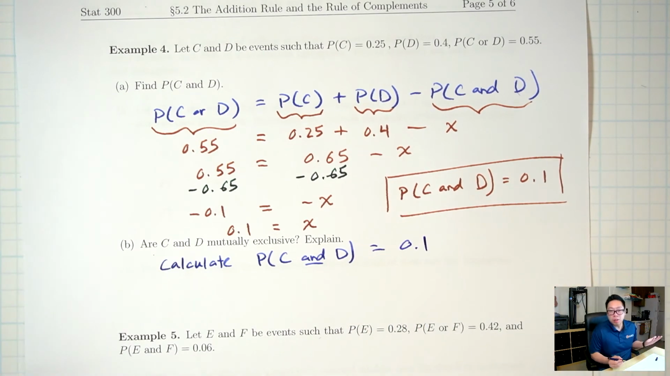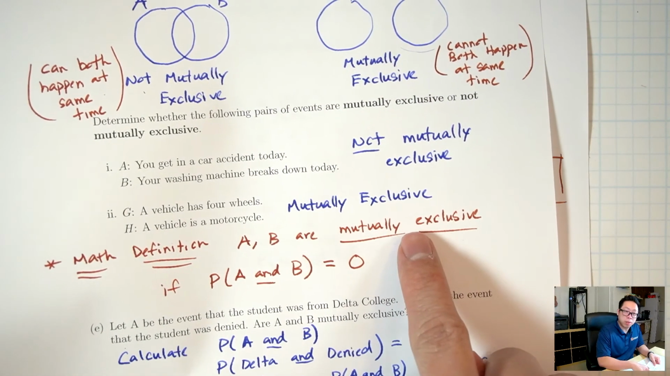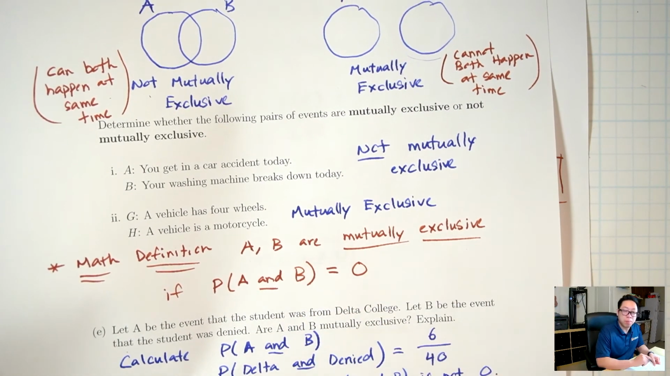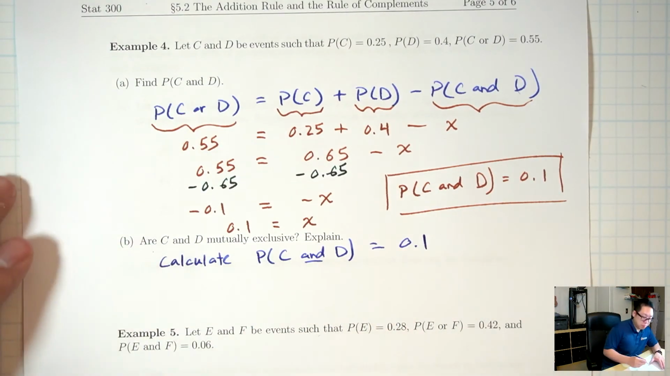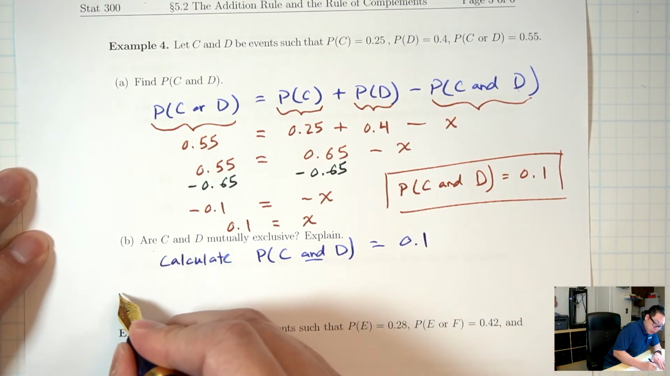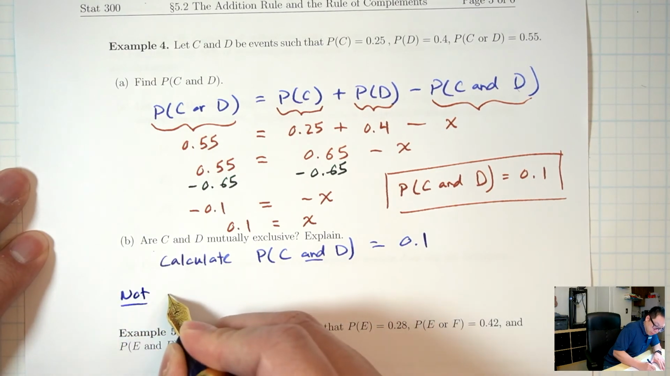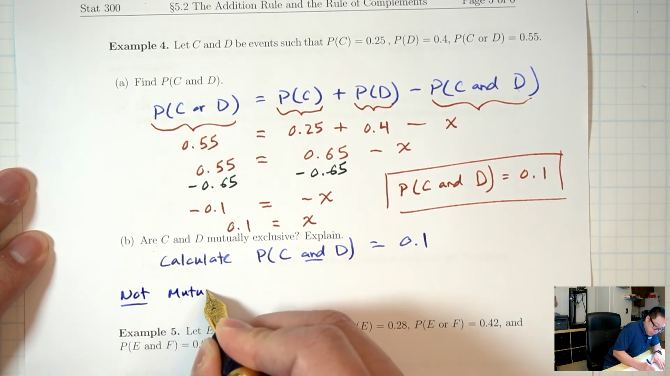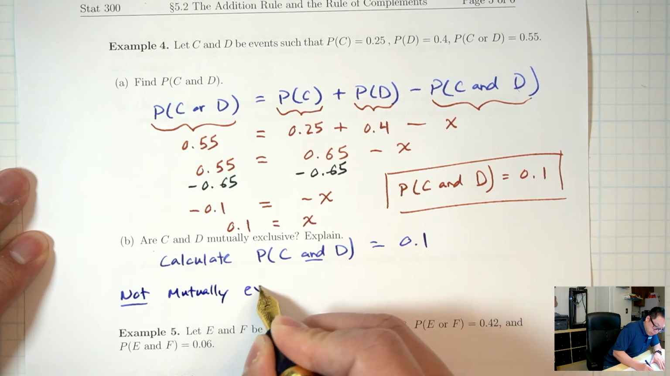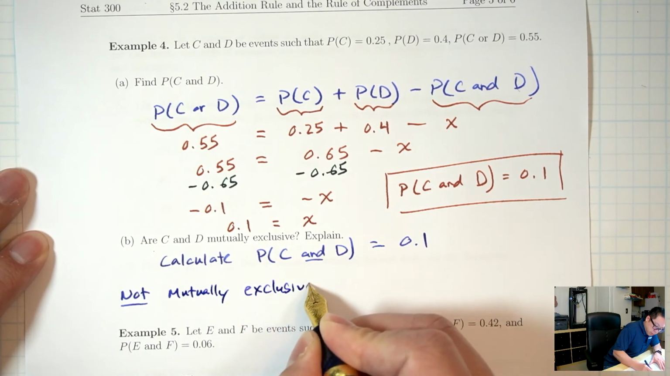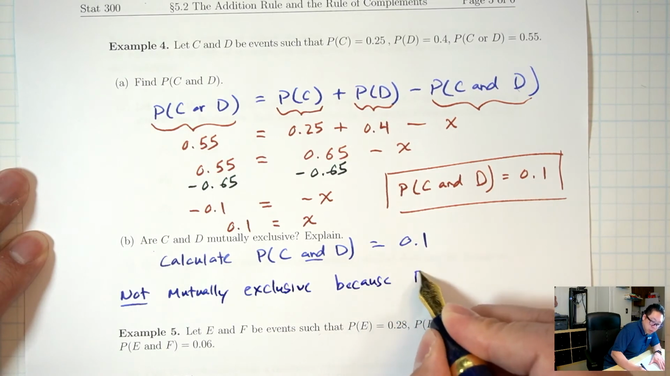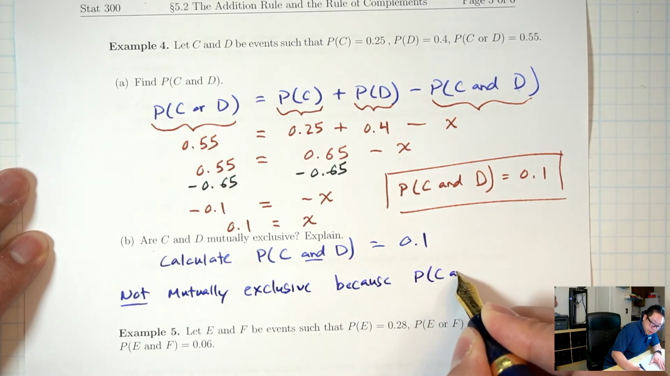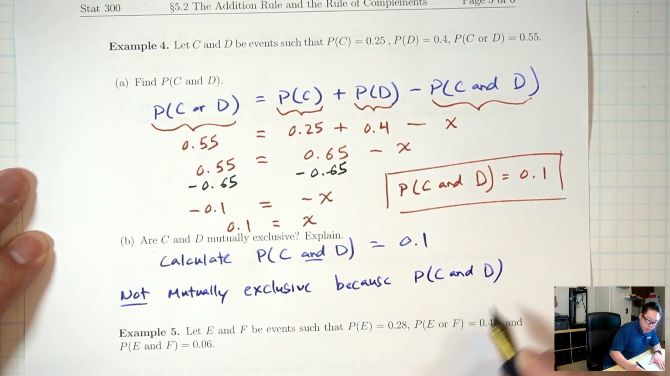And then the conclusion, right? Is it 0 or not? If it's 0, it's mutually exclusive. If it's not 0, it's not mutually exclusive. So 0.1 is definitely not 0. So our conclusion is it's not mutually exclusive, because when we calculated P of C and D, it was not 0.